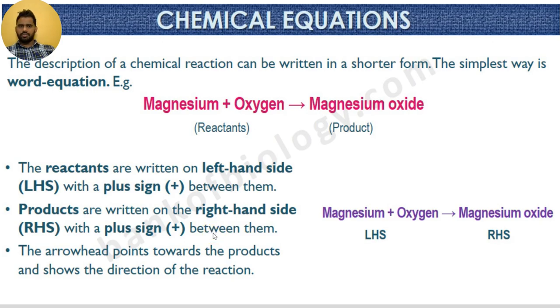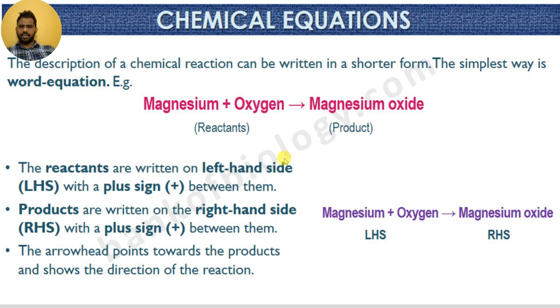Now we try to understand what is a chemical equation. So the description of a chemical reaction can be written in a shorter form. The simplest way is the word equation. Like we write magnesium plus oxygen gives, in word form, magnesium oxide. These are the reactants, these are the products.